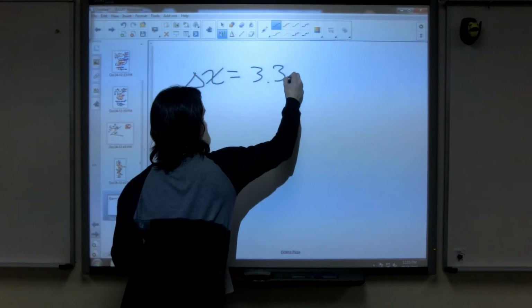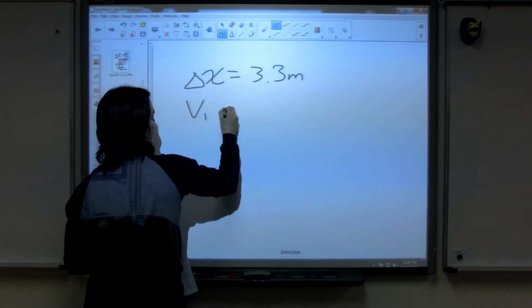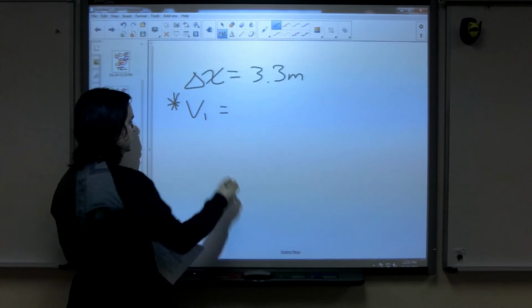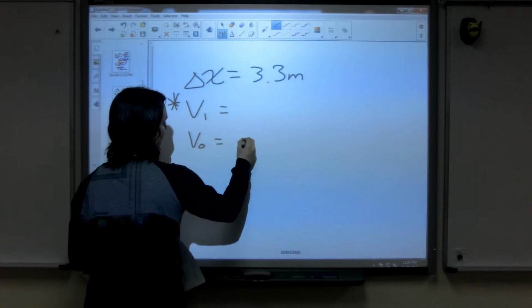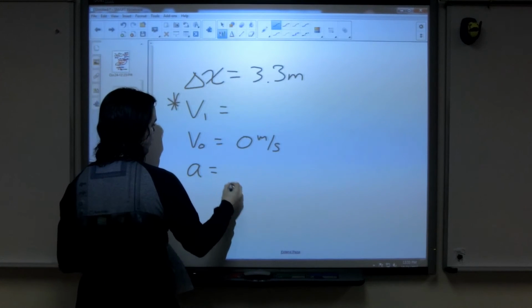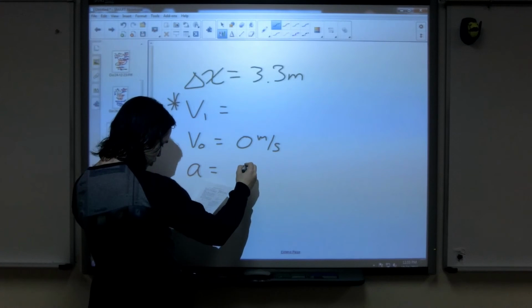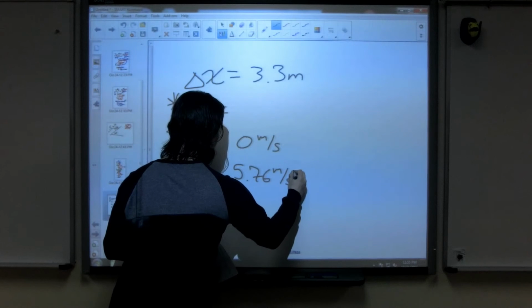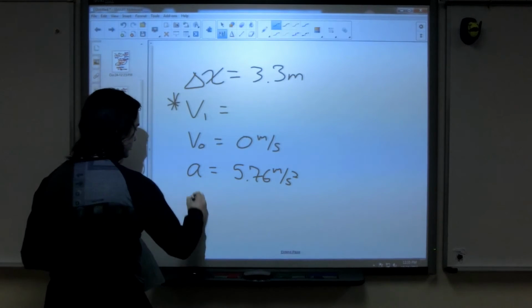3.3 meters. V final equals... That's actually what we're looking for. They're asking how fast it's going. V initial in the x is 0 meters per second. It starts from rest. And we have just found that the acceleration in the x was 5.76 meters per second squared.